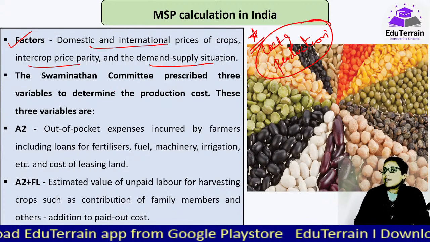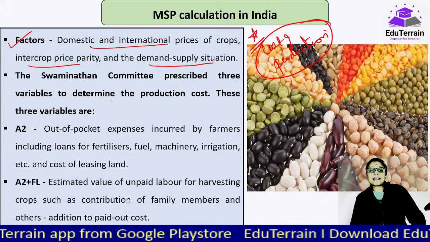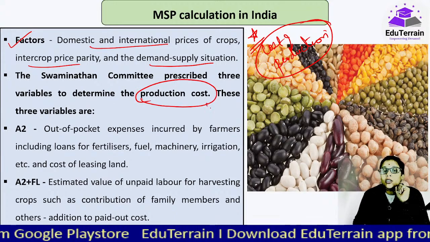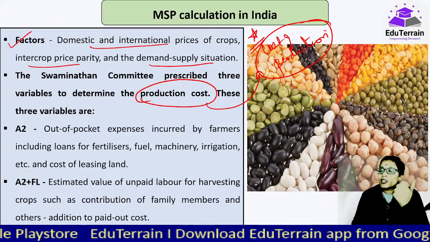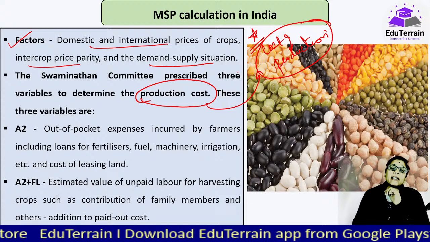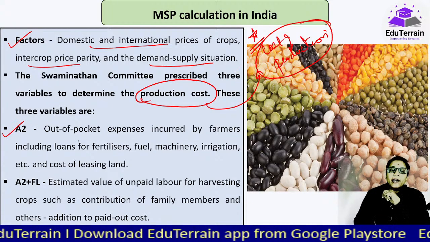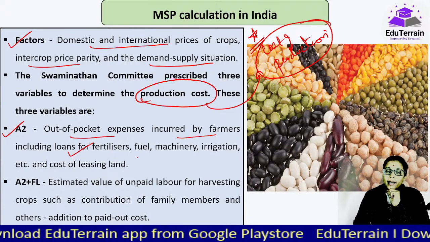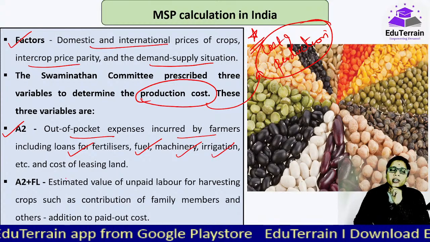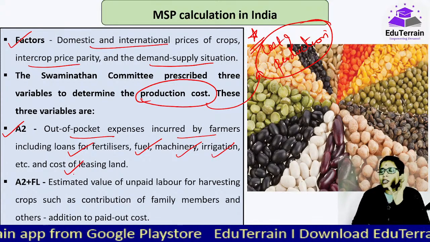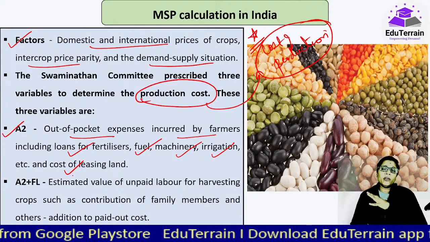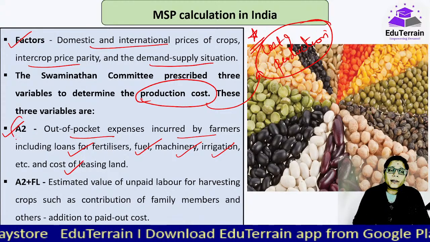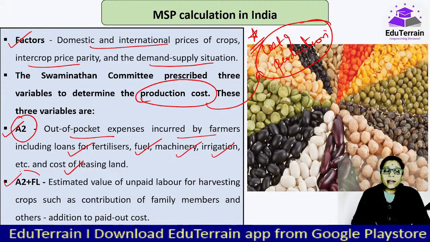Now, the Swaminathan committee, long back, prescribed 3 variables in determining the cost of production, based on which the MSP calculation is done. There are 3 variables. First, A2. A2 is nothing but the out-of-pocket expenses incurred by the farmers, including loans for fertilizers, fuel, machinery, irrigation, cost of leasing land, inputs, everything. That out-of-pocket expenditure will all fall under A2. Next comes A2 plus F.